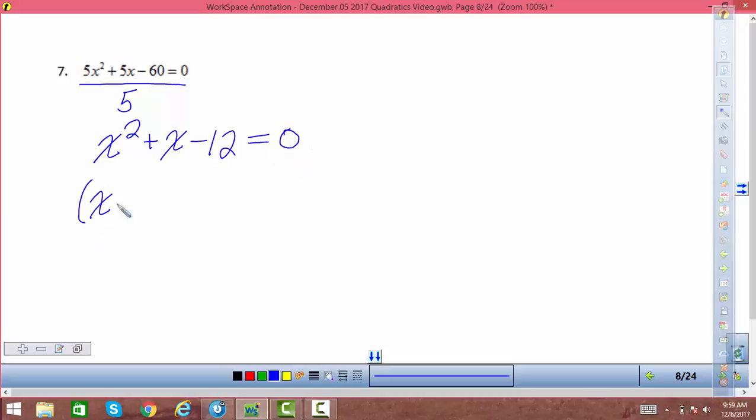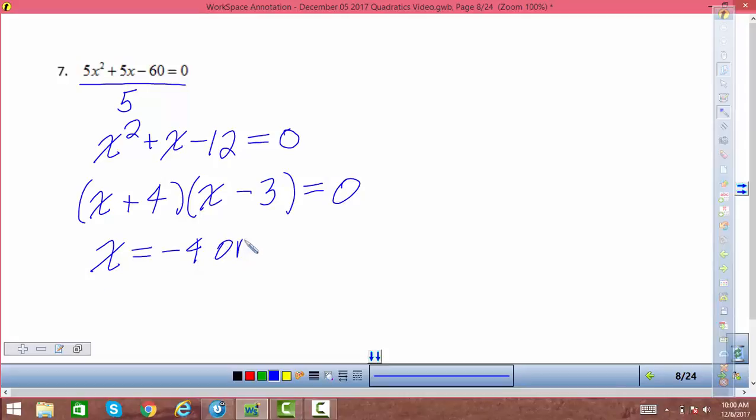So I need two numbers that multiply together to give me negative 12. So I know I have to have a plus and I have to have a minus. So the middle term is positive, so this has to be bigger. So I'm going to try positive 4 and negative 3. So that gives me x equals negative 4 or x equals positive 3.